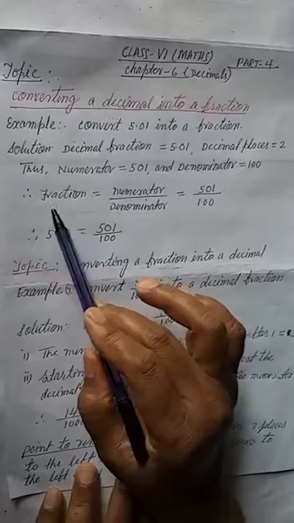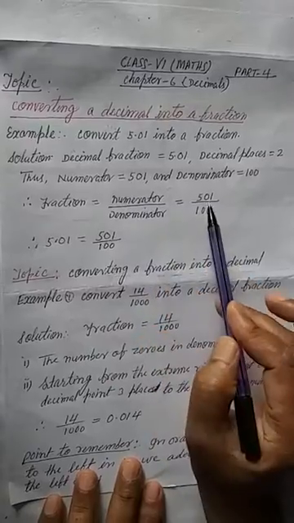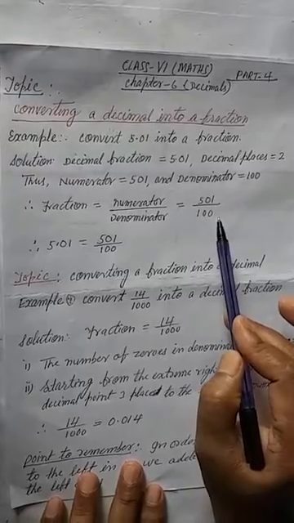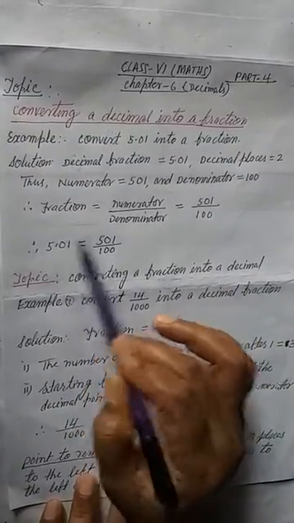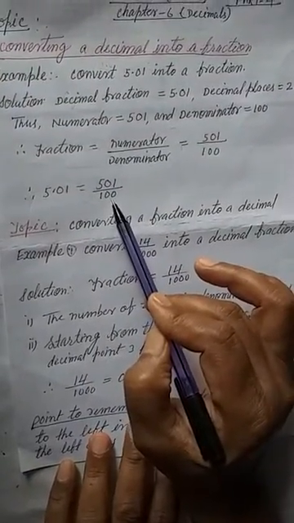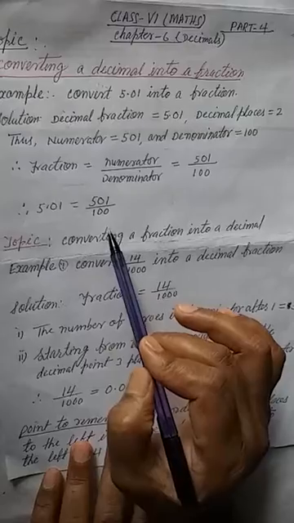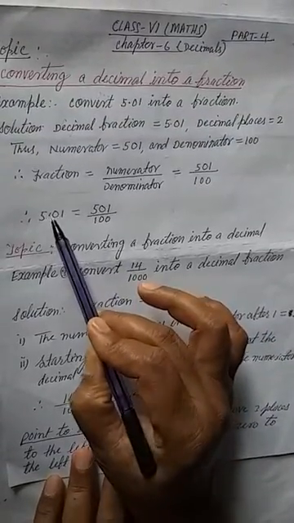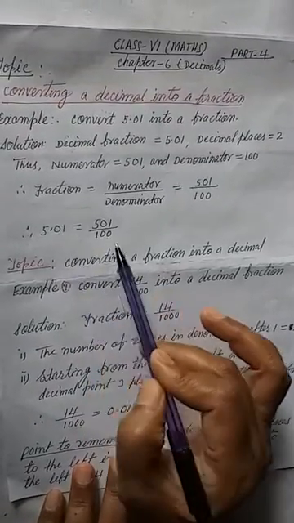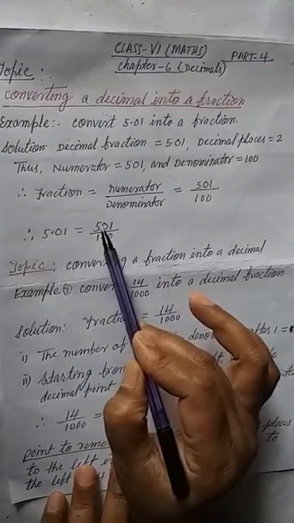Now, what is the formula? Fraction is equal to numerator upon denominator. The numerator you got is 501, and the denominator is 100. So we can write the answer: 5.01 is equal to 501 upon 100. This is the answer. And the shortcut I am going to tell you: in the denominator write 1, and after the decimal point how many digits? 2 digits, so two zeros, and remove the decimal point and write 501 in the numerator.